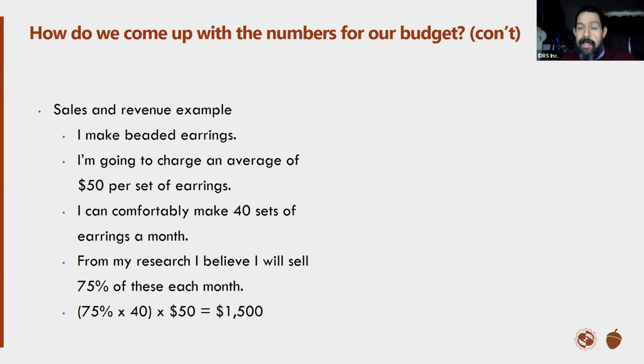So if we multiply this out to get how much money we're going to be making each month, 75% times 40, that's how many we're going to sell. So that's 30. You multiply 30 times 50, you get 1,500. And now you have your monthly income and can now spread that out along your budget.